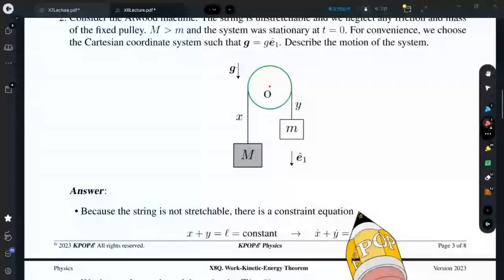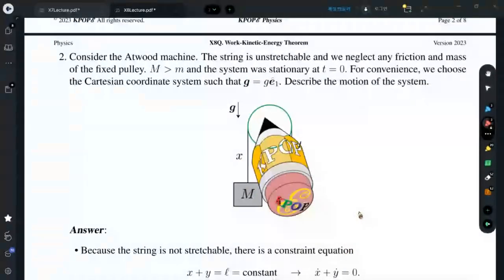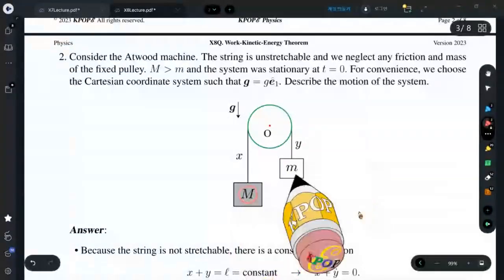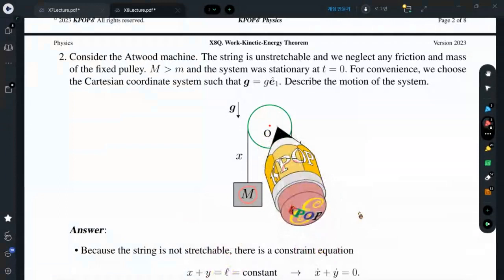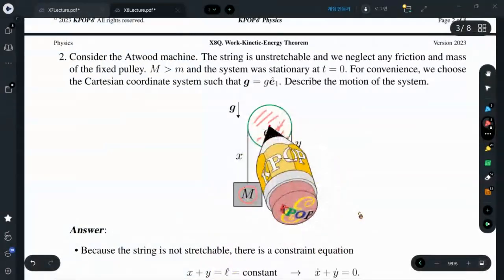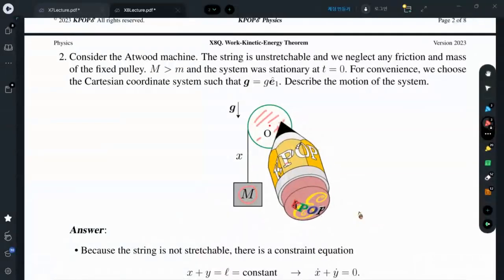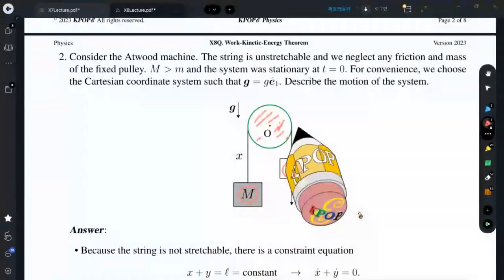Let us consider the Atwood machine. That is, let us also consider the pulley, a massless pulley without friction for simplicity. We have two massive particles that are connected through a string. And again, if it is massless, it does not contribute to any motion, this pulley. In that case, the pulley does change the direction of tension.